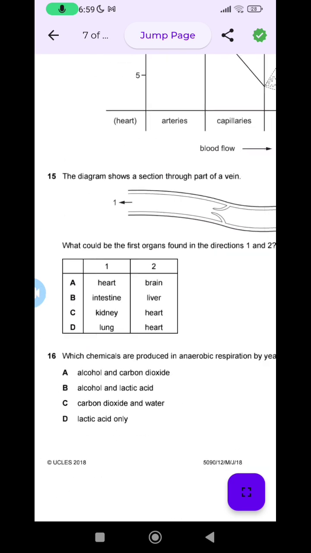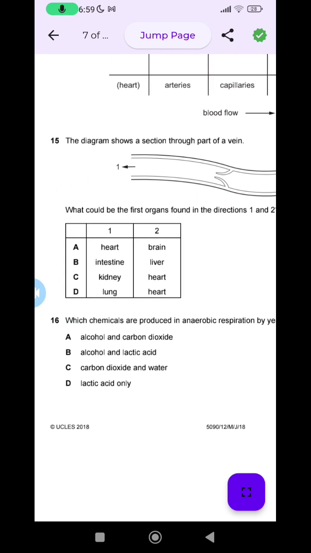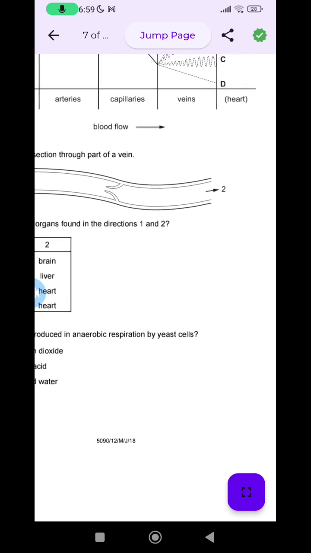The diagram shows a section through part of a vein. What could be the first organs found in the direction 1 and 2?